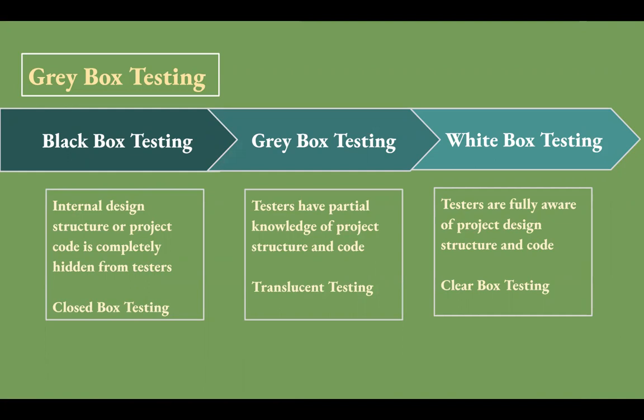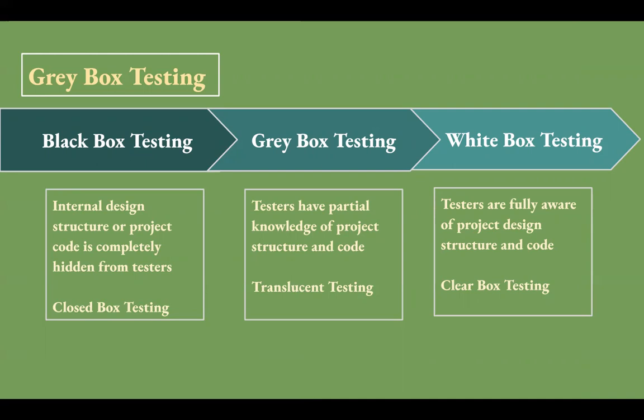On the other hand, in white box testing, the testers are fully aware of the project design structure and code, and testing is performed based on the logical part of coding or design architecture of the application. But gray box testing is the combination of both black box and white box testing.